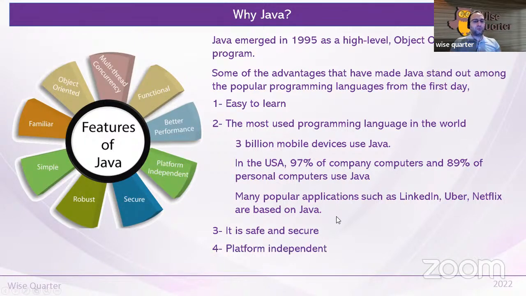Fourth, it is platform independent. What does it mean? It means you can write the code in Windows and you can run the application in Linux or Mac computer without any problem. Because Java will work in every operating system without any problem. You can execute your code in Windows, Mac, or Linux, and without any problem, you will see the results.